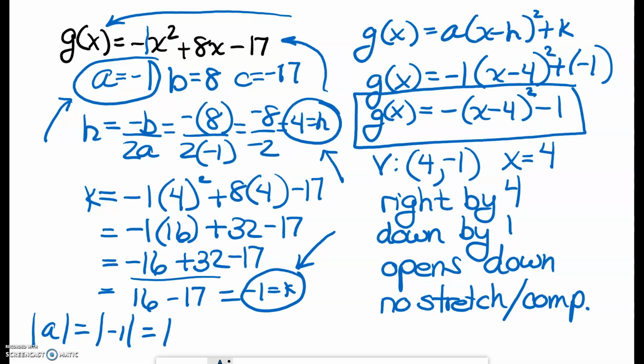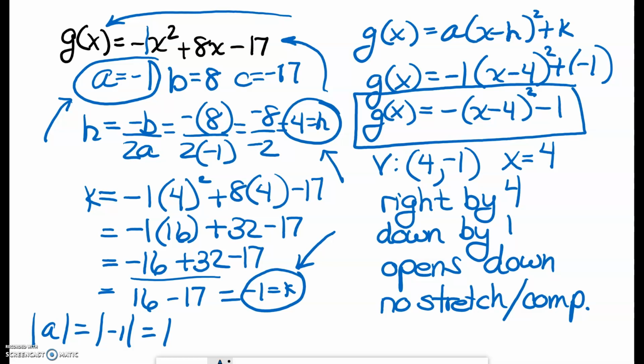All right, so that's how I would like you to do it. I'd like you to find A, B, and C. I'd like you to calculate H and K. You should find your vertex. Tell me whether there's a vertical or a horizontal translation and by how much and in what direction.